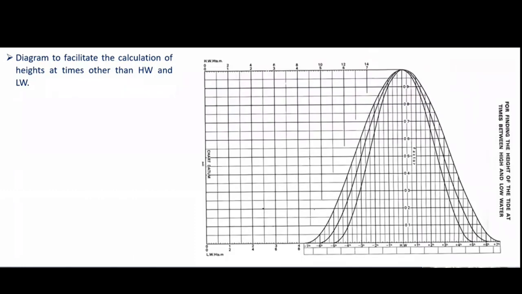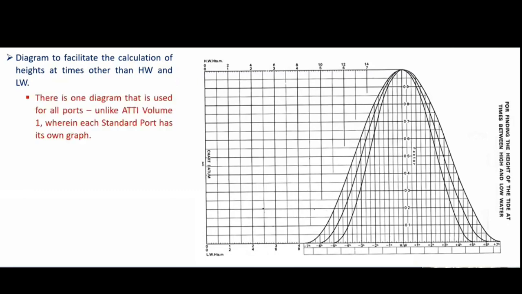The diagram that shall be used for all ports of non-European waters is the one that is shown on the screen. There is only one diagram that is used for all ports, in contrast to what we did in ATT volume 1. If you remember, in ATT volume 1, every standard port had its own diagram. So in ATT volume 1, that is European waters, these diagrams are port specific, and other than that, we have the single diagram which shall be used in every case.